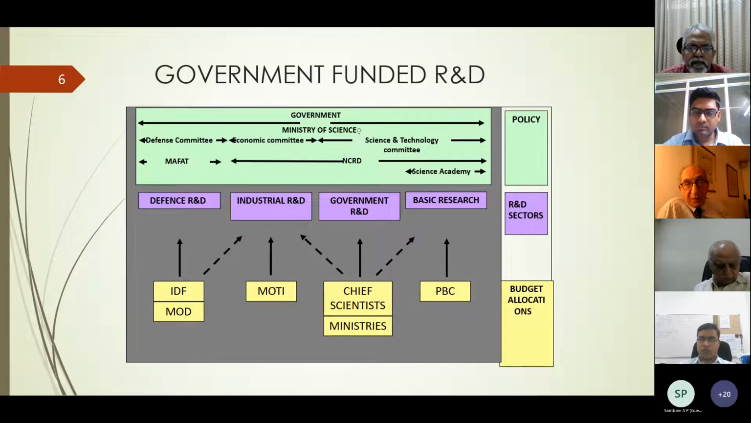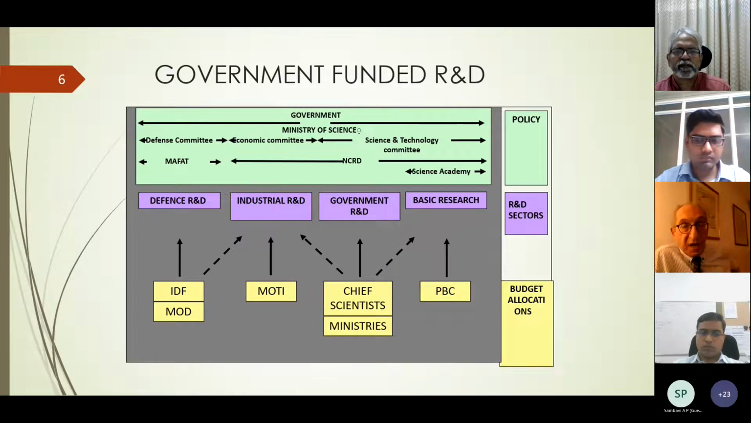In other institutions, we have government R&D by the Chief Scientist in the Ministry of Innovation, which is responsible for innovation and deals mainly with startups in Israel and high-tech companies. We have industrial R&D, and we have defense R&D, which is not included in the charts I was showing you. So we are talking about policy on the right side, R&D sectors, and budget allocations. The policy gives us the R&D sector and then the budget allocation. The next slide, please.